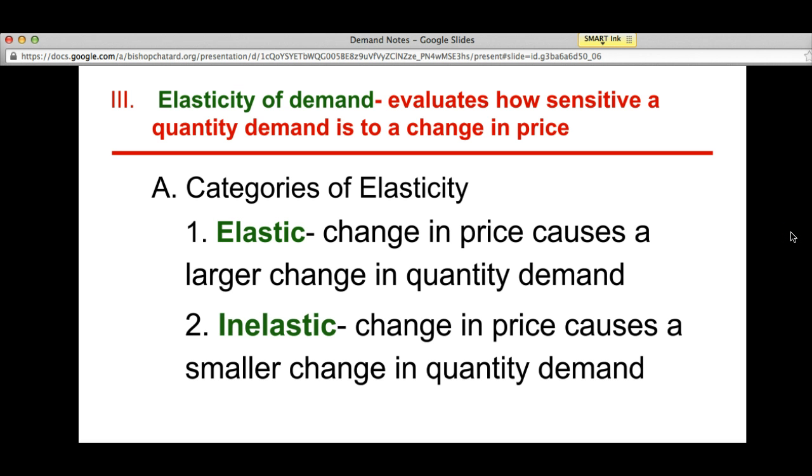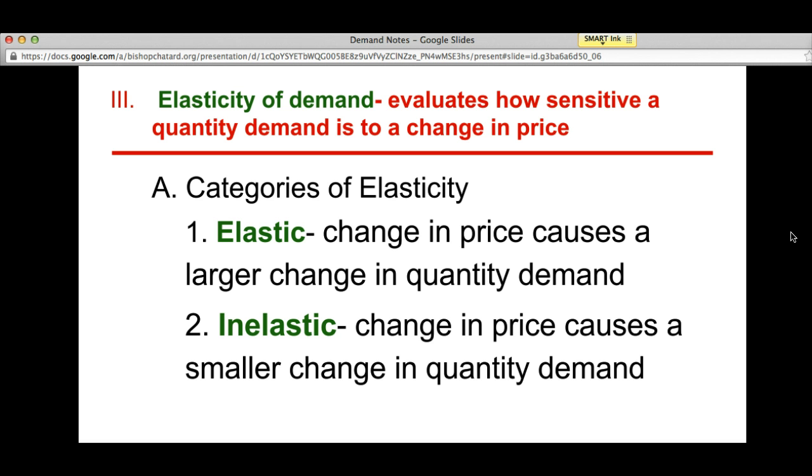So the opposite is then inelastic. Elastic, inelastic. Inelastic is going to be a smaller change in quantity demanded for a change in price. So when we have something that is inelastic, you're going to change the price a lot, 70% off sale, and you'll have an increase in demand by a teeny tiny little bit. People don't respond a whole lot when you have an inelastic demand.